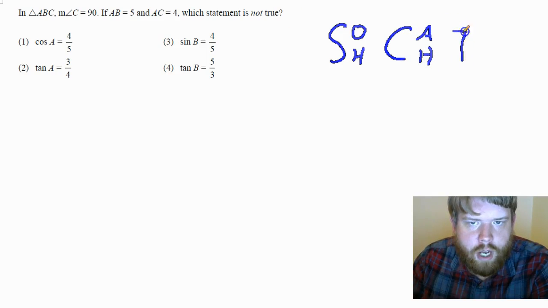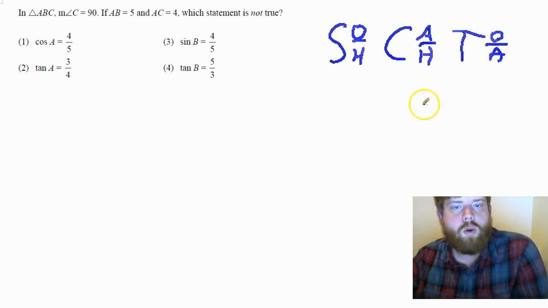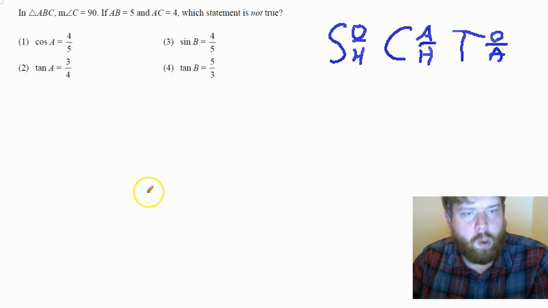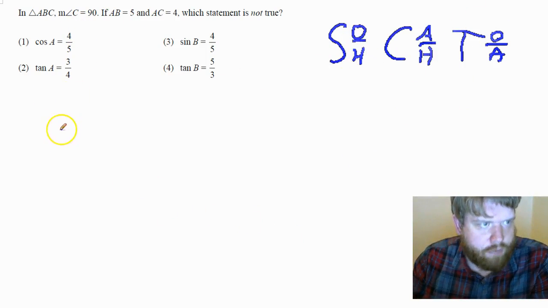SOHCAHTOA. And what this stands for, if you remember her trick, is sine is opposite over hypotenuse, cosine is adjacent over hypotenuse, tangent is opposite over adjacent. Very cool way of writing it to help us remember. We're going to use that trick to help us solve this problem here.